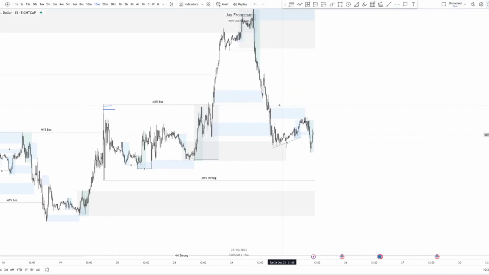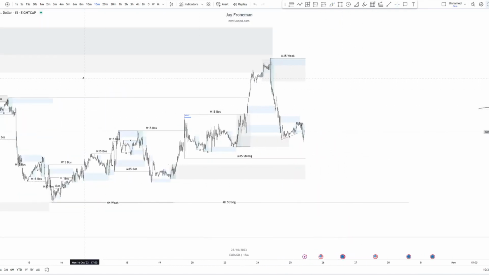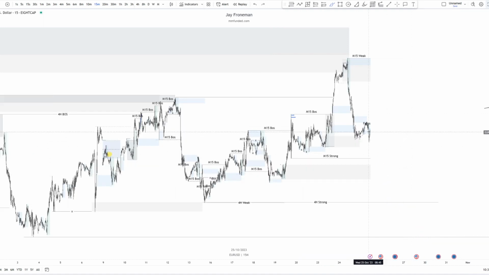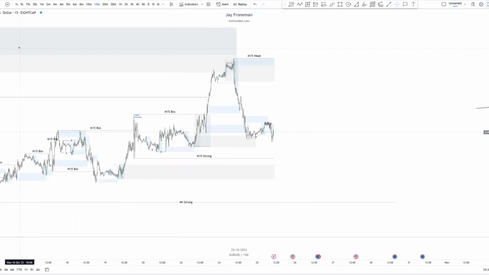The M15 also switched bearish, which gave good confirmation that the 4-hour pullback is still going to continue. If price takes out this M15 strong low, which is what I would like to see going into the rest of the week, that will ultimately be good confirmation for a bit of an M15 pullback to continue targeting those overall daily week lows. All right, this is no longer a 4-hour weak low, that's still our 4-hour strong low.